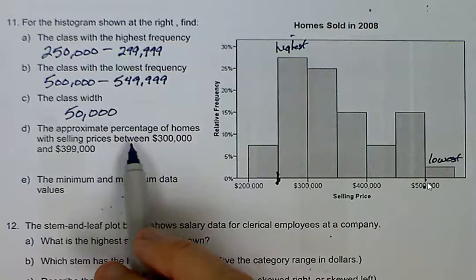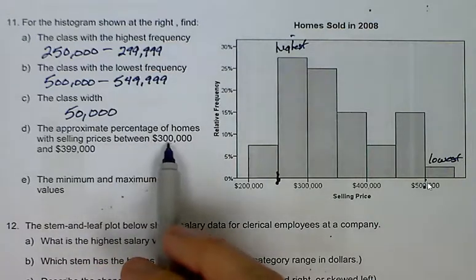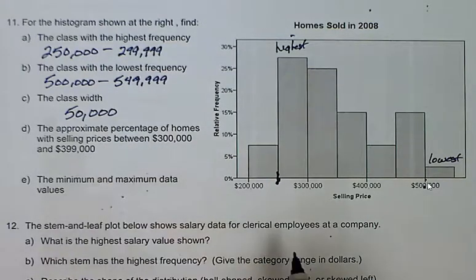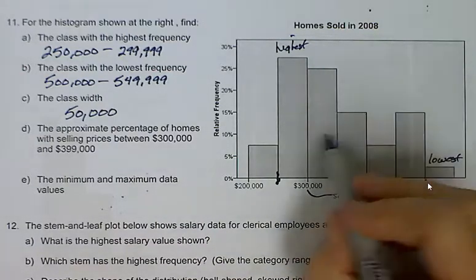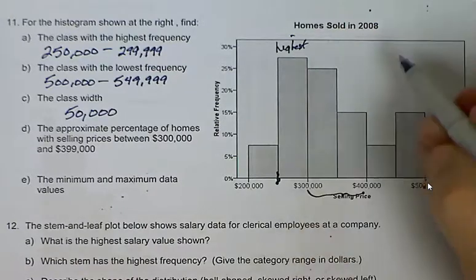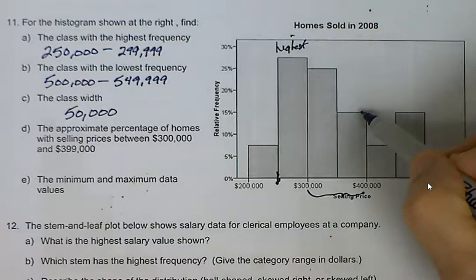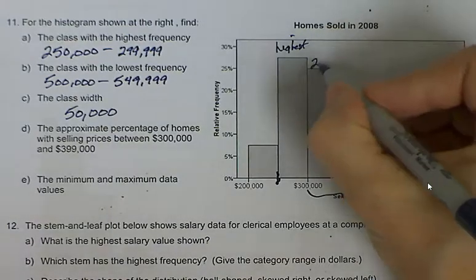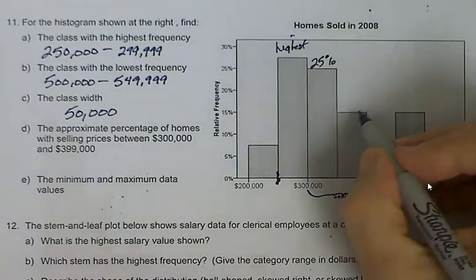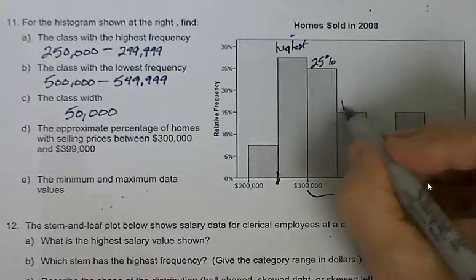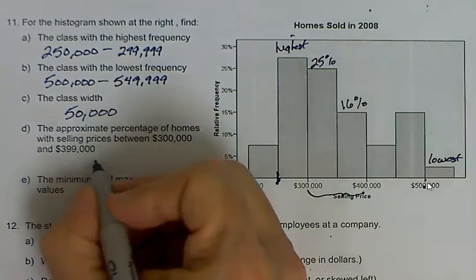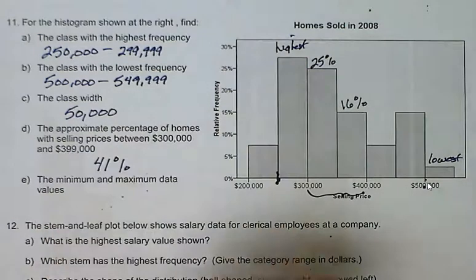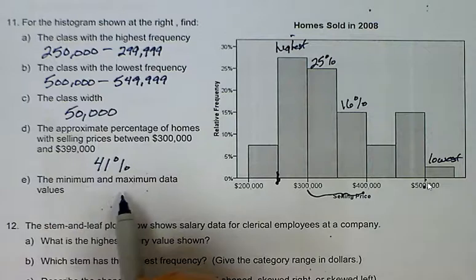Now we want to find the approximate percentage of homes with selling prices between 300,000 and 399,000. So that's from here all the way to here. We're going to take these two bars. We want to figure out the percentage for each one and then add those together. This one looks like it's 25%. This one looks like it's approximately 16%. If we add those two together, we would get 41%.